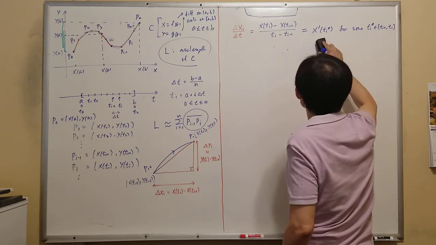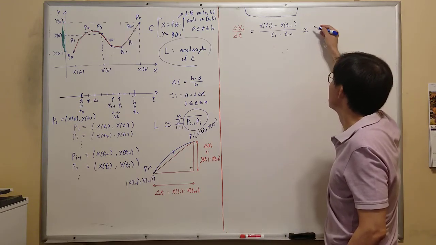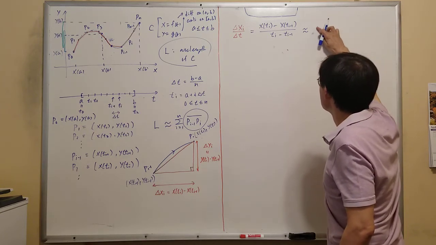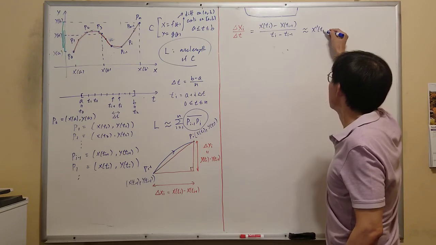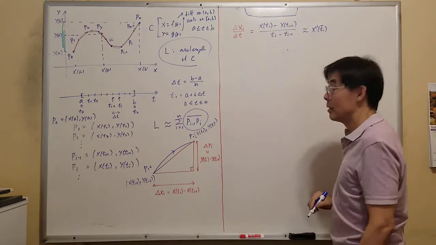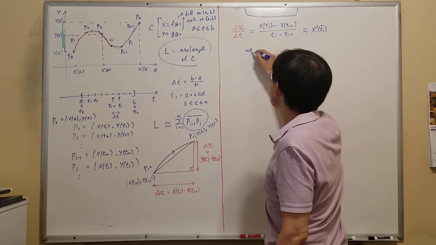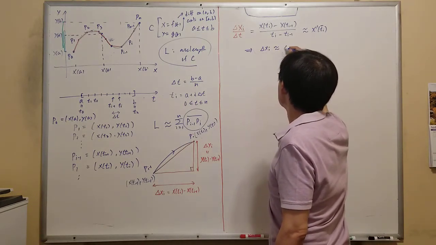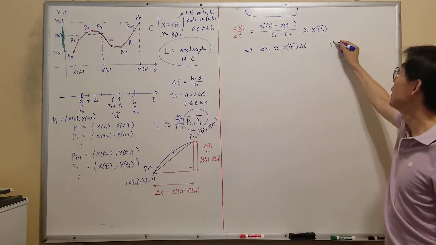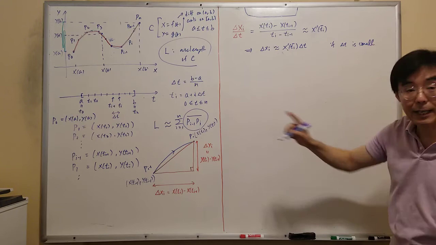So let's do this one. Exactly the same, but at least we can say that this is really, really close to x prime of ti. At least it will be very close to this. If you want, you can use the midpoint, right? That would be an even better approximation. That's why delta xi will be very, very close to x prime of ti bar delta t, if delta t is small, which means if n is large, right?